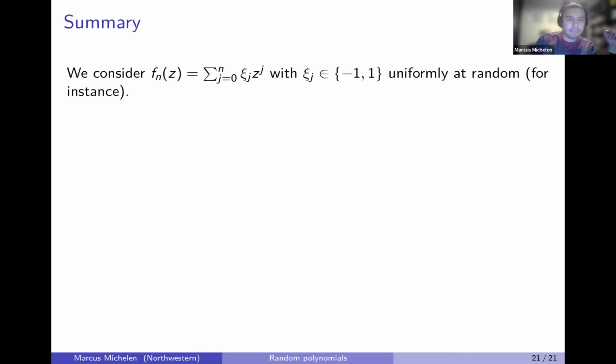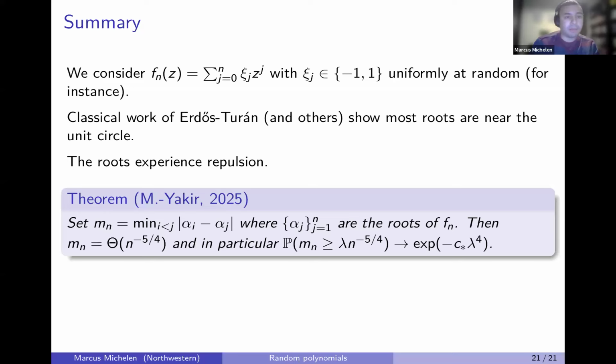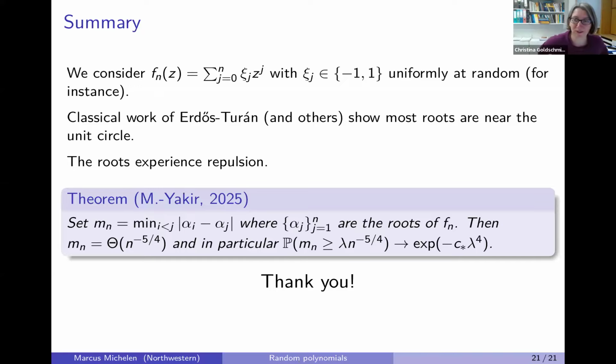To recap today, we looked at the random polynomial with independent coefficients. I told you about classical work of Erdős–Turán and others showing most roots are near the unit circle. The roots experience repulsion. We handled how far apart the minimal separation of roots is. We did this via the method of moments. And that's all I have today. So thank you very much, Marcus, for a beautiful talk.